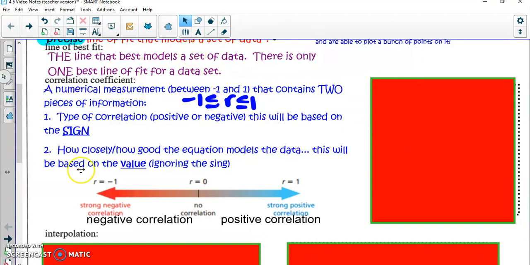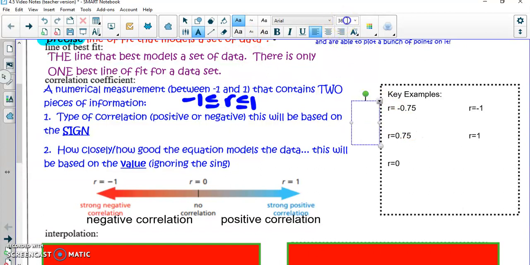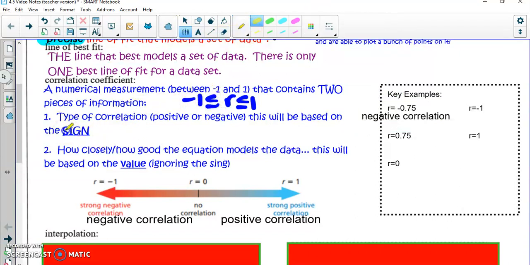So the next thing is the value of it. The bigger the number, the stronger the relationship. For instance, I have a couple examples over here. If I look at something like -0.75, what that would tell me is the correlation is a negative correlation. That's just the sign. Just the sign would tell me what type of relationship there is. But then I look at the number. The actual number itself is 0.75. So that's going to tell me how good or how strong my equation models the data.